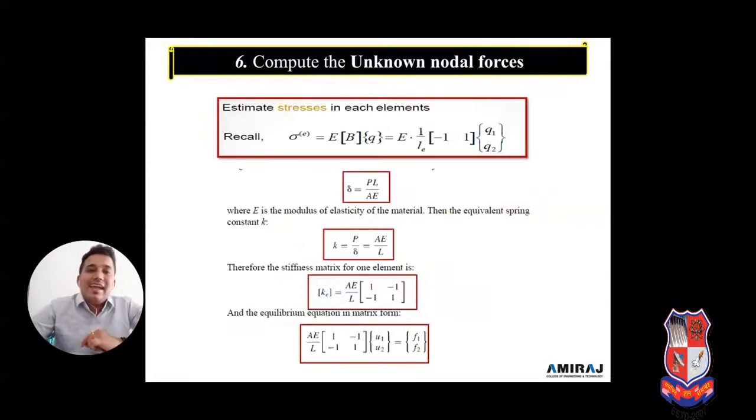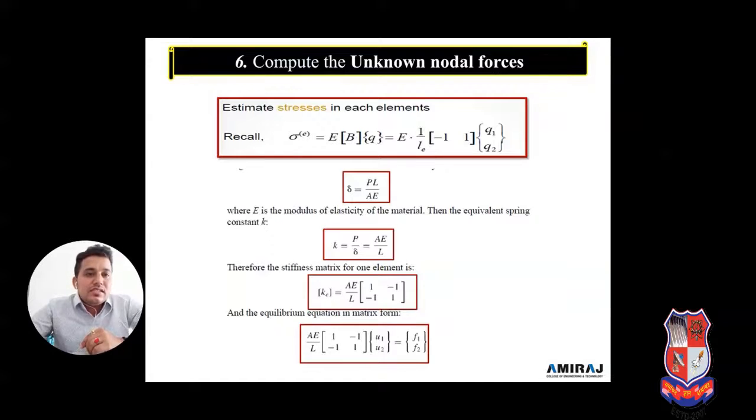And the last step is to find the final stress and strain. Stress is equal to E into B into Q. This is the standard equation. If we convert, B is equal to 1 by LE times minus 1, 1, and Q is Q1, Q2. So this is the standard formula to find the stresses in each and every element. So here you can observe the important formulas for our example.